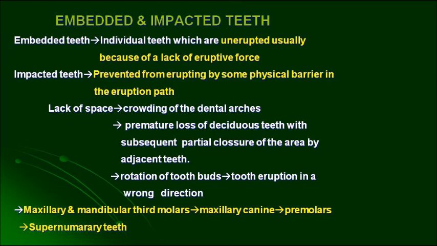maxillary canine, and lastly the premolar. So that sequence of order is very important. First one belongs to third molar, second belongs to maxillary canine. Okay, second most impacted tooth is maxillary canine. Okay, and thirdly premolar, and lastly supernumerary tooth. Okay, so that's the difference between an embedded and an impacted tooth.